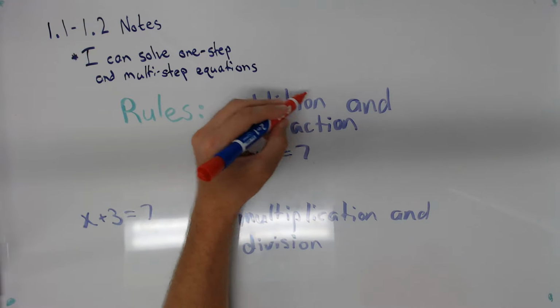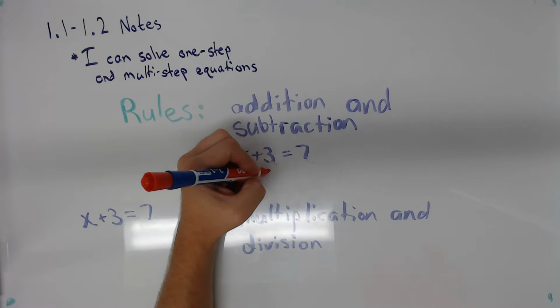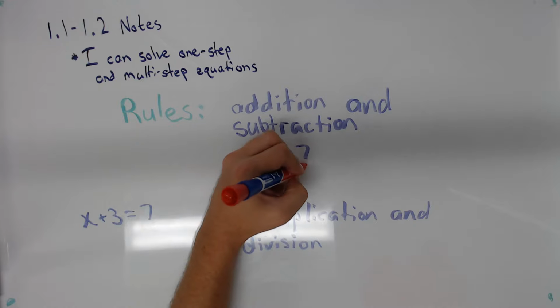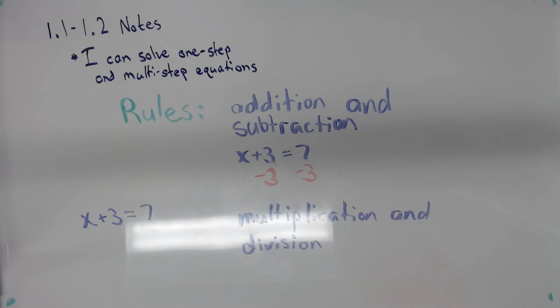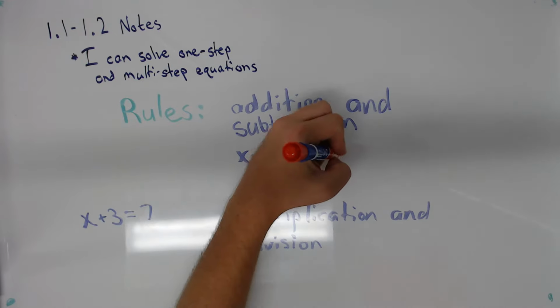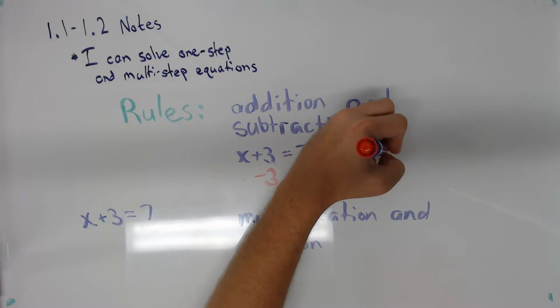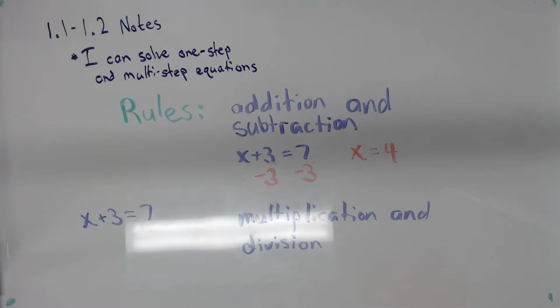So what this one means, addition and subtraction, is if I add or subtract the same thing on each side of an equation, the result should be an equivalent equation. So we can use that to work backwards. Addition and subtraction are opposites of each other, so they'll get rid of each other. So I don't want that plus 3 by the x. I'm going to subtract 3.